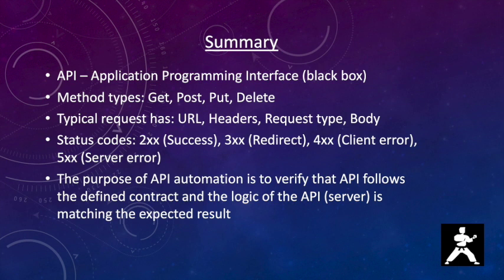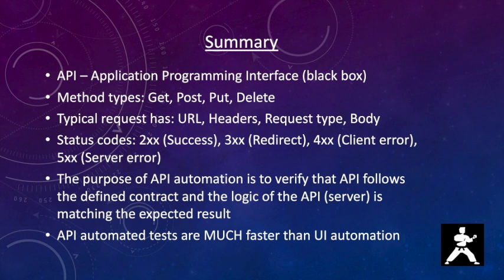The purpose of API automation is to verify that the API follows the defined contract, and that the logic of the API matches the expected result. API automated tests are much faster than UI automation and can provide an almost immediate result on your regression test run.